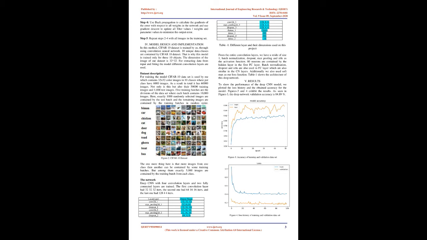Dataset description. For training the model, the CIFAR 10 dataset is used by me, which contains 32 times 32 color images in 10 classes, where each class has 6,000 images. As a result, in total it has 60,000 images. Not only this, but there are also 50,000 training images and 10,000 test images. 5 training batches are the divisions of the dataset, where each batch contains 10,000 images. Here, exactly 1,000 randomly selected images are contained by the test batch and the remaining images are contained by the training batches in random order.